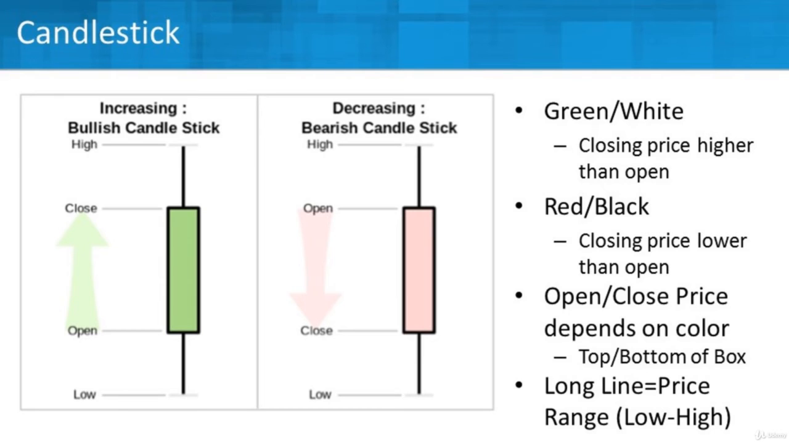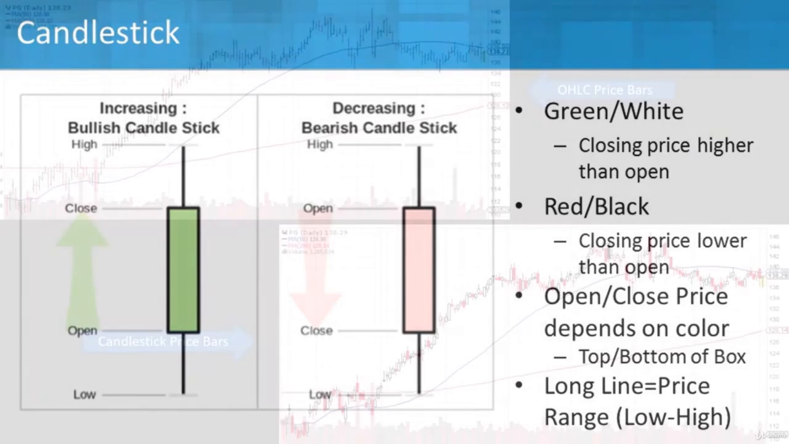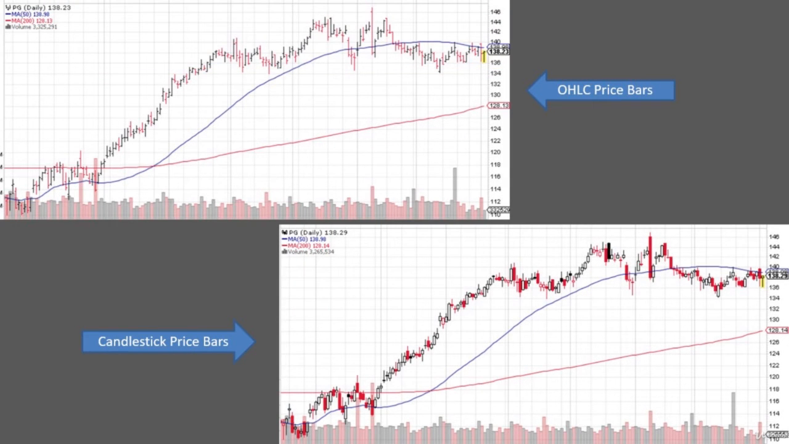The open and the close will be at the top and the bottom of the box, and that will indicate the color depending on what happens. But your lows and your highs will always stay the same. Your high will always be the top wick, and your low will always be the bottom wick as far as the price ranges.